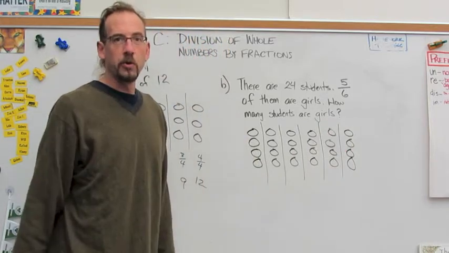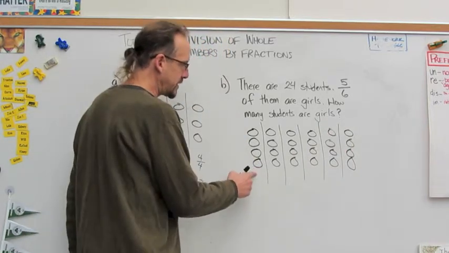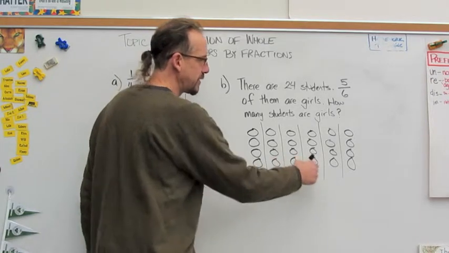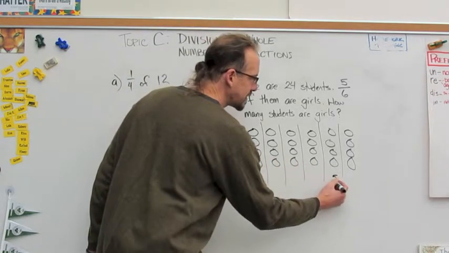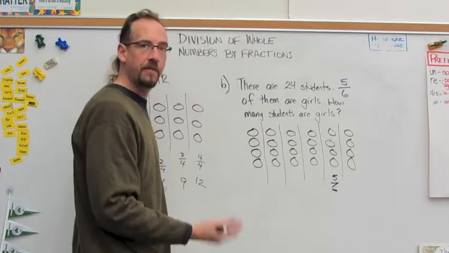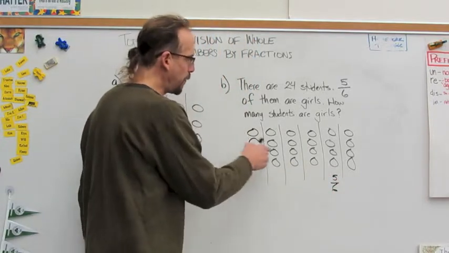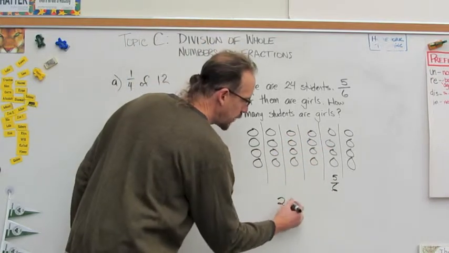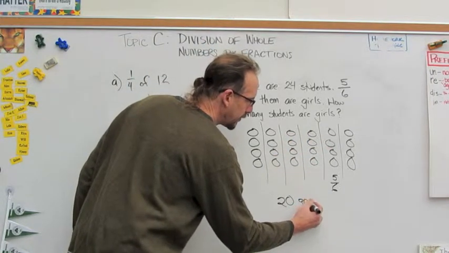There's my 6 groups, and 1/6 would be 4, 2/6, 3/6, 4/6, 5/6 is right here. That's 5/6 of the 24, and that would be 4, 8, 12, 16, 20. 20 are girls.